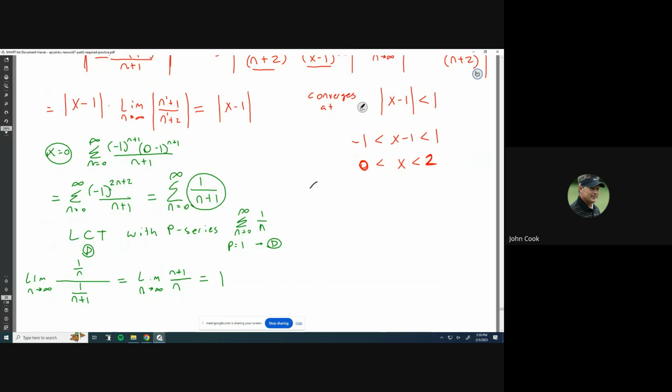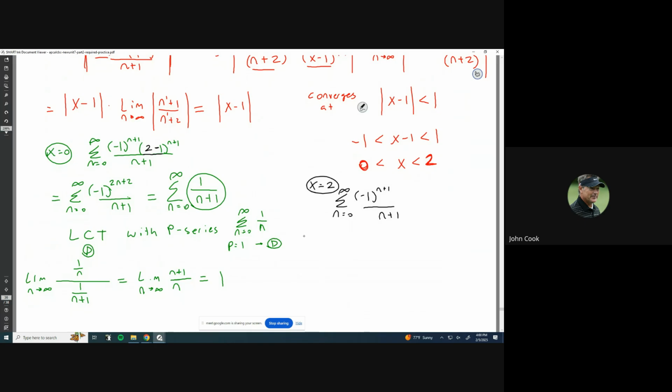So let's let x equal 2 now with our sequence. 2 is going to go in here instead. And 2 minus 1 is 1, so we end up with the following series: n equals 0 to infinity of negative 1 to the n plus 1, times 1 to the power of n plus 1, all over n plus 1. Well, 1 to the power of n plus 1, no matter what n you plug in, is going to be 1, so we can just get rid of that.